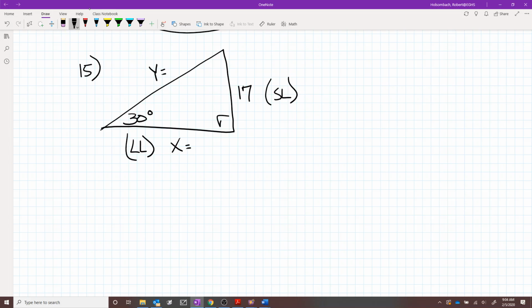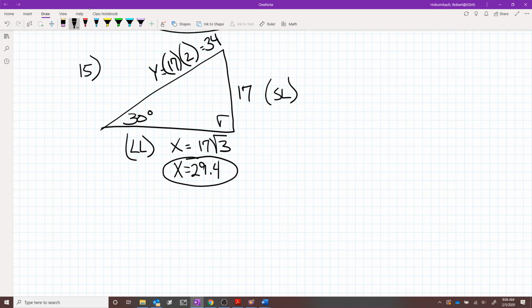So we said that the rules in this case are that the long leg equals the short leg times the square root of 3. So your x in this case will be equal to 17 times the square root of 3, which is 29.4. And the hypotenuse is always twice the length of the short leg, so your y is equal to 17 times 2, which is 34.